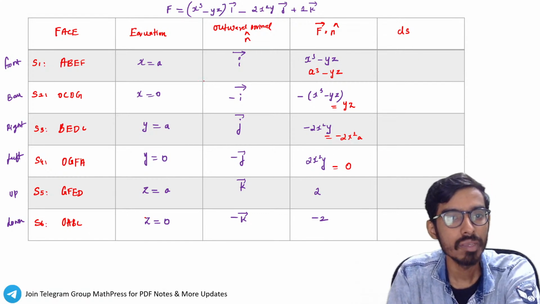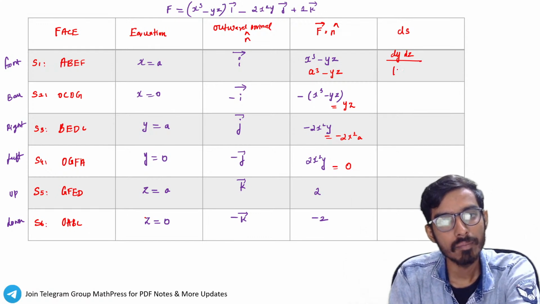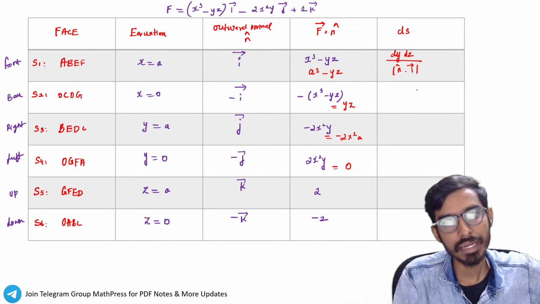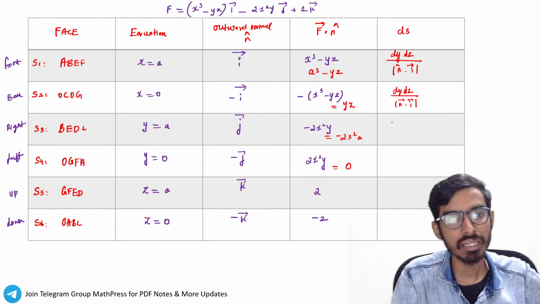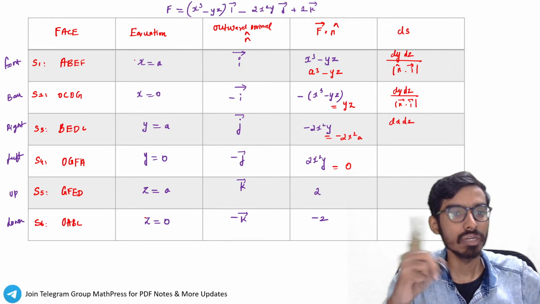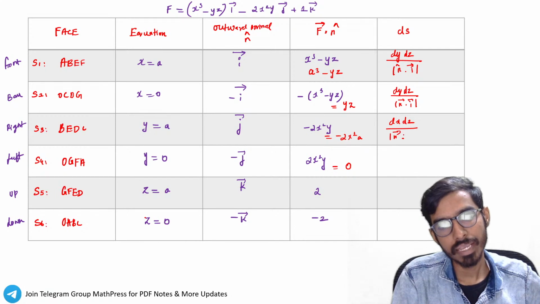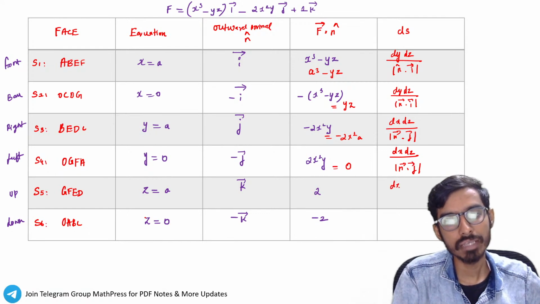ds is also fixed for each cube. So x is equal to a, that means this will be dy dz divided by modulus of n cap dot i vector. Similarly here, dy dz divided by modulus of n cap dot i. If we have y, you put dx dz, and if we have x, then dy dz. Here y is missing, so dx dz divided by modulus of n cap dot j, and here z is equal to, that means dx dy divided by n cap dot k.